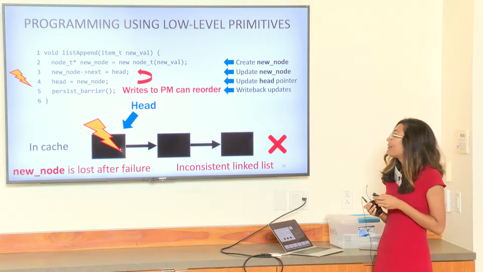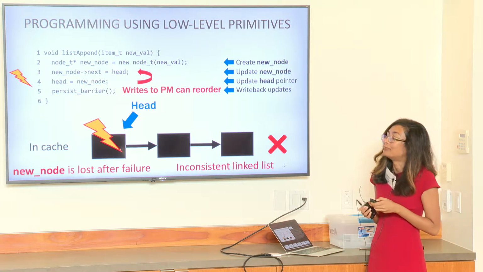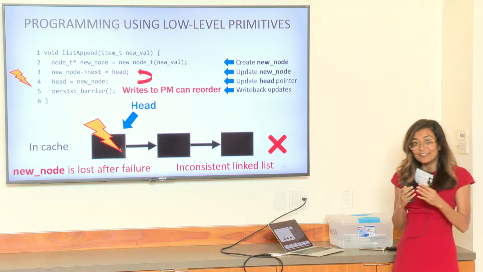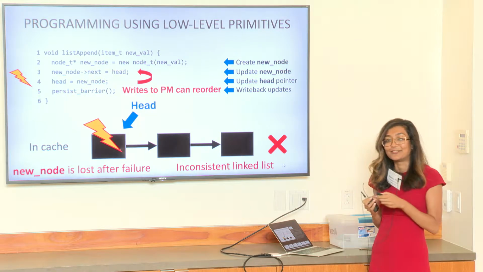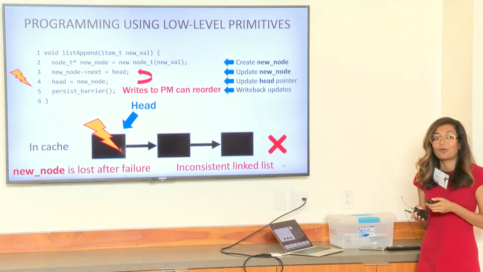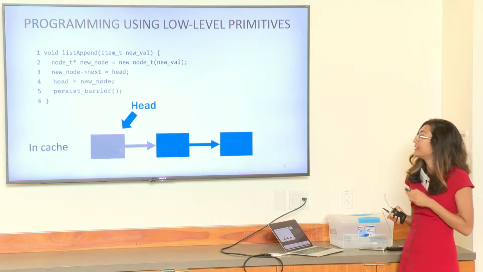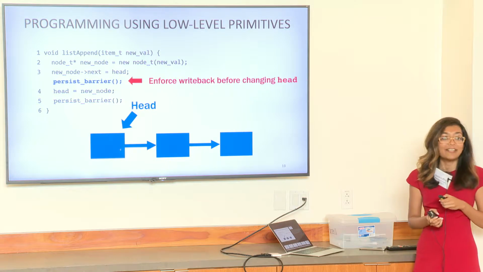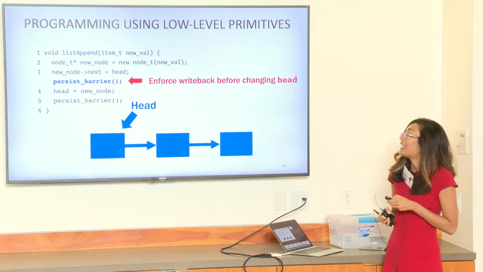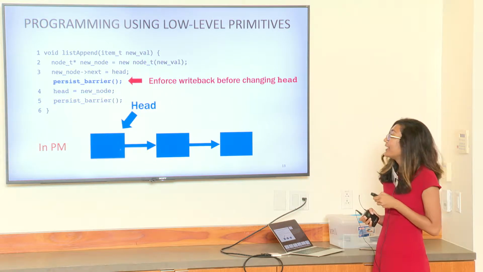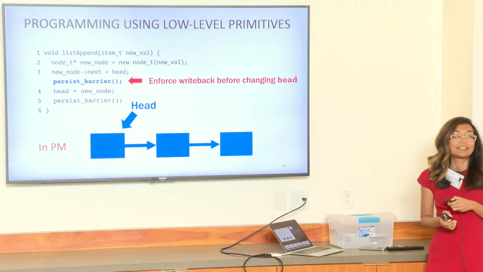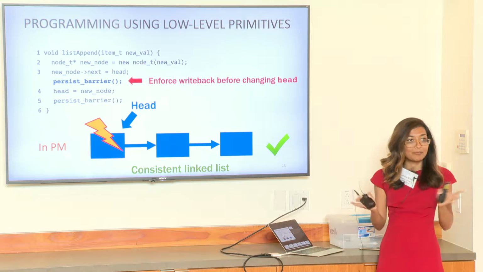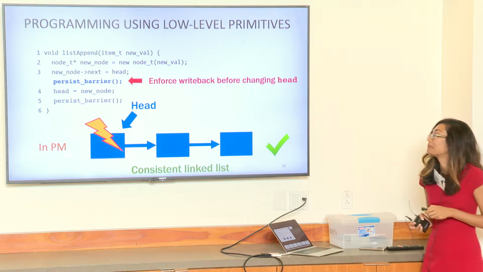So the takeaway here is that programmers actually have to know quite a bit about what they're doing and what the hardware is doing to provide this consistency guarantee correctly. Basically there has to be an extra barrier which makes sure that the new node is persisted before we persist the head. And in that case, even if there is a failure, we would be able to recover the linked list.